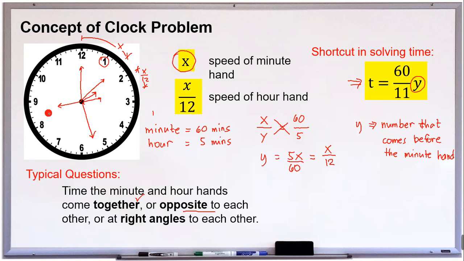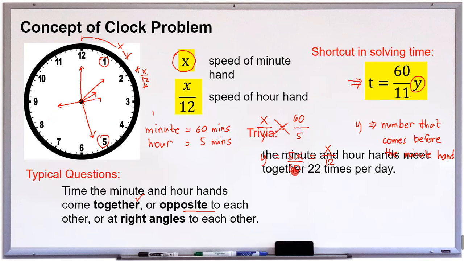So in order to predict the number of minutes after 8 o'clock, you're going to track the final position of our minute hand after 8 o'clock, and that is between 5 and 6. So our y here is the number that comes before the minute hand. So that would be the number 5. So you're going to multiply 5 by 60 over 11 to get the number of minutes after 8 o'clock. And that would be the exact time.